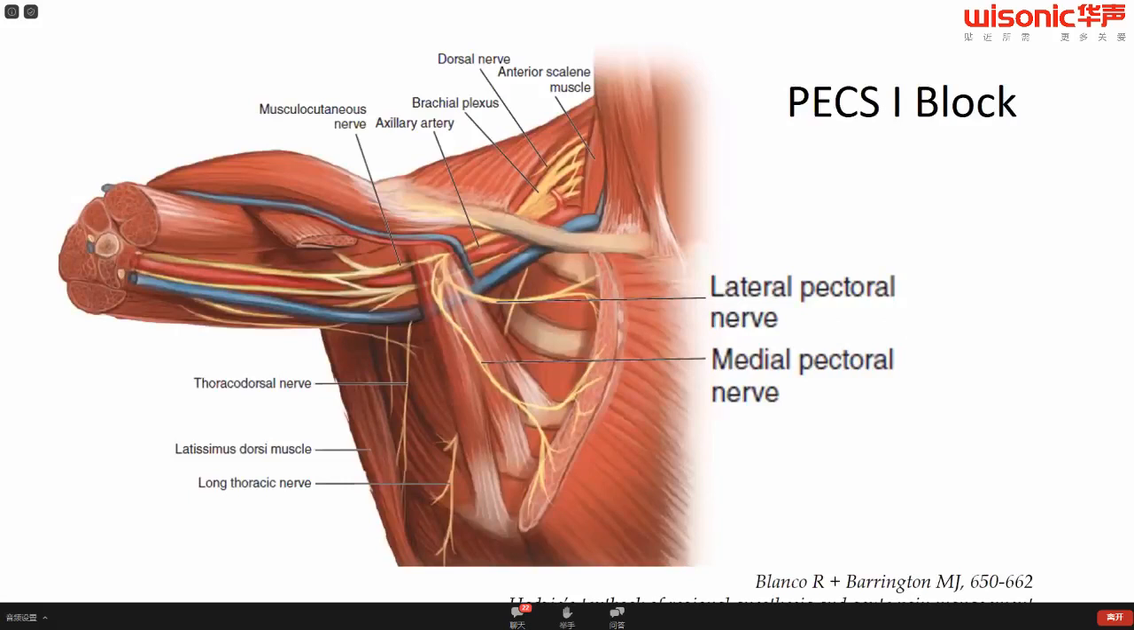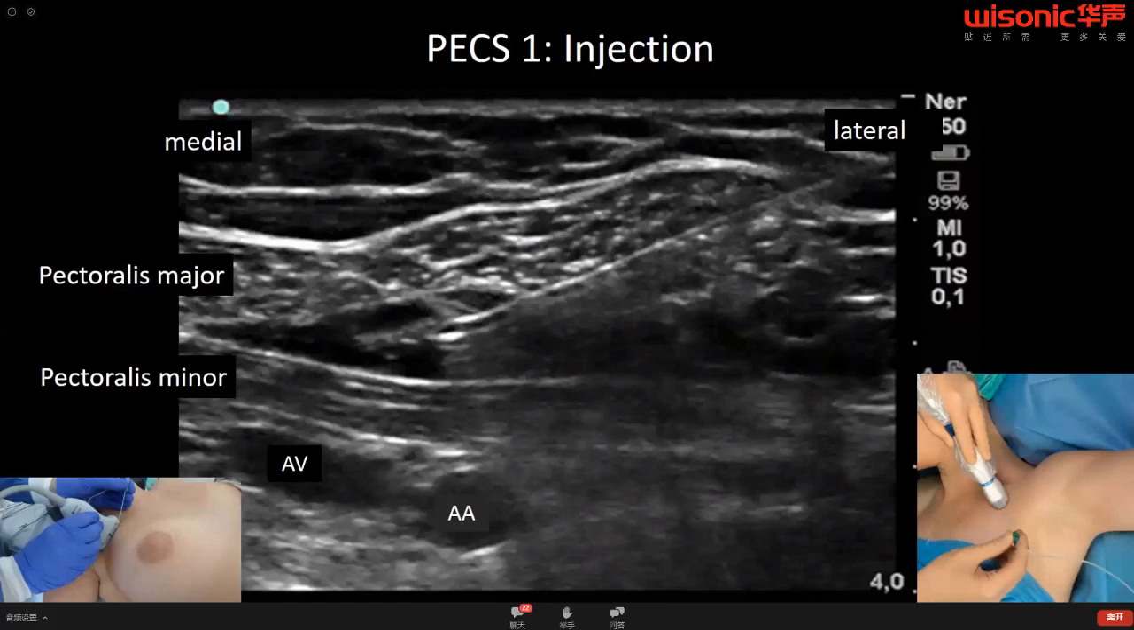Here you can see another anatomical view of the lateral and the medial pectoral nerve, and the probe is placed just below the clavicle. Here you can see the ultrasound picture of a PECS 1 block. You see the pectoralis major muscle and pectoralis minor muscle below the axillary artery and vein, and the needle is advanced, in this case, from lateral to medial. The tip is placed in the plane between the major and minor pectoralis muscle.